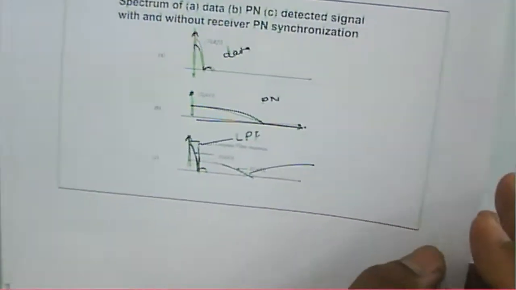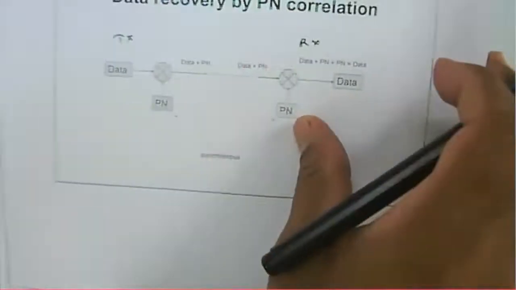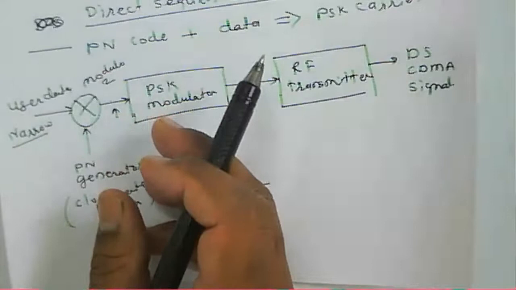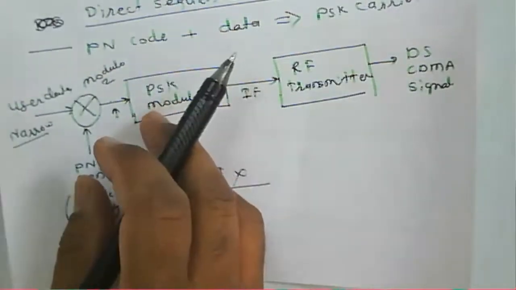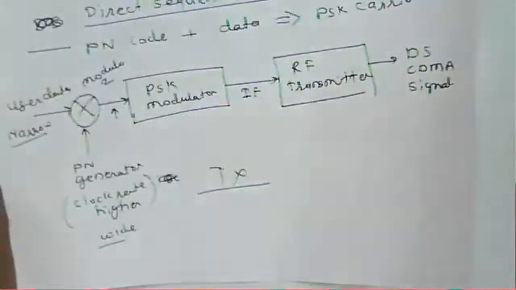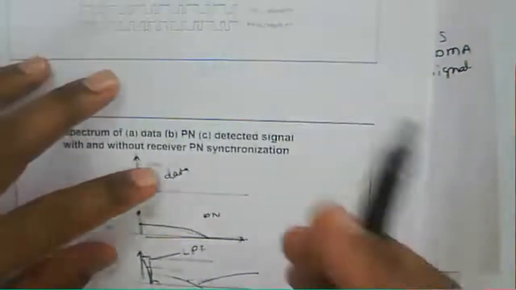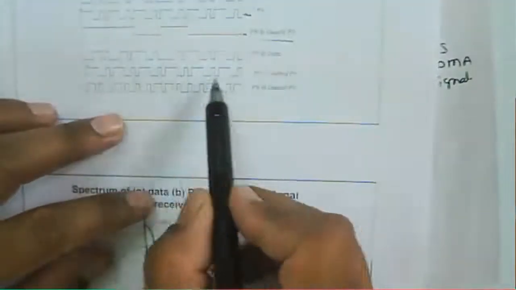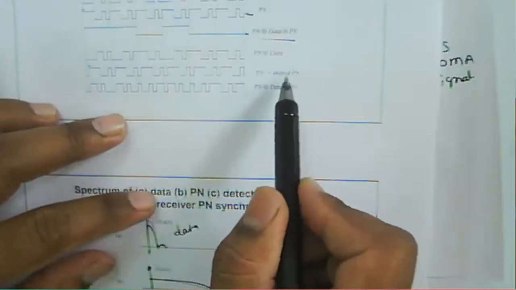Now you see here, if we synchronize the PN sequence at the receiver side, what will happen? Suppose we have a PN sequence and PN data, and that is about a shifted PN here. We can say that this one is PN plus data, or it is supposed to be PN that will be shifted PN.